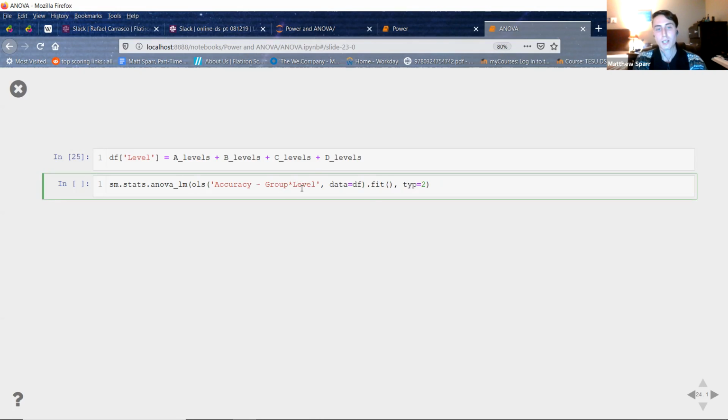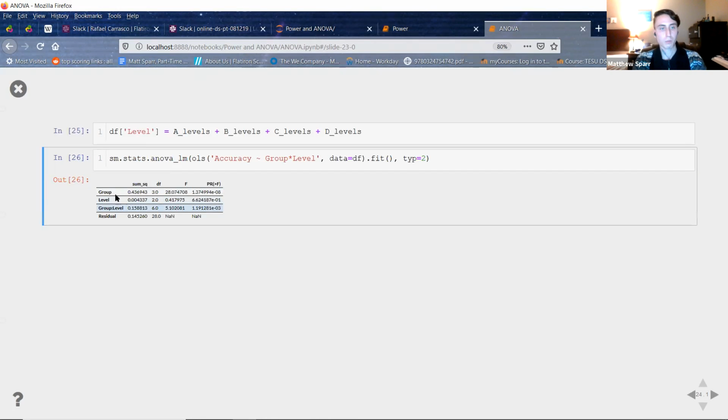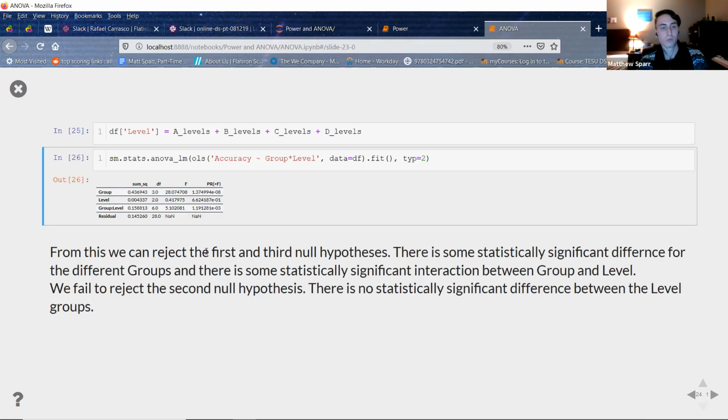So group times level. You'll see the results here in a second, but it'll basically give us a group, a level, and then an interaction term, group level. So then this shows us the 3 different F statistics and p-values for 3 hypothesis tests. You can see it looks like we would reject the null for group. There's a difference in the groups, but there's not necessarily one in the level. But in the interaction term, there is some interaction between group and level. And that just kind of summarizes that there.